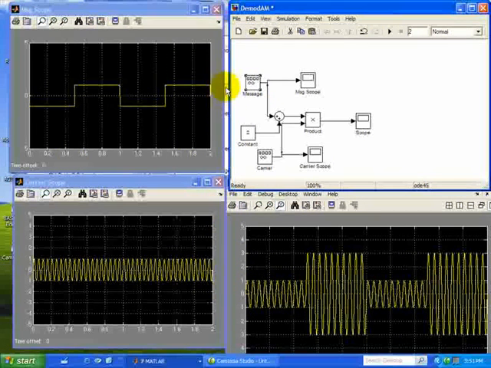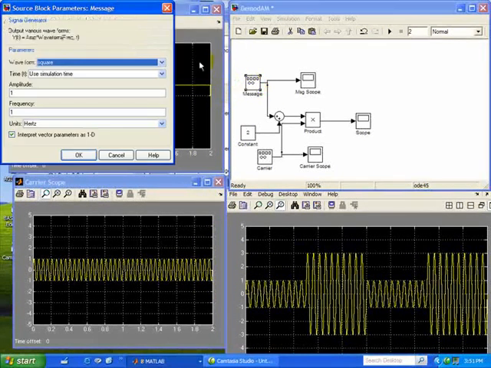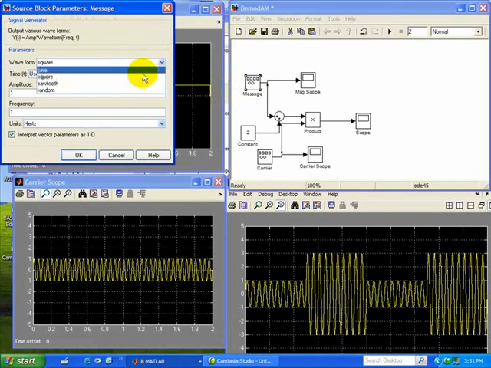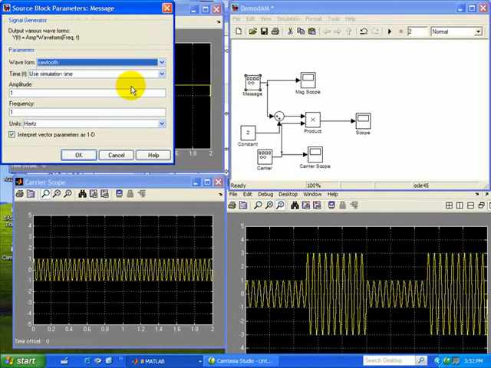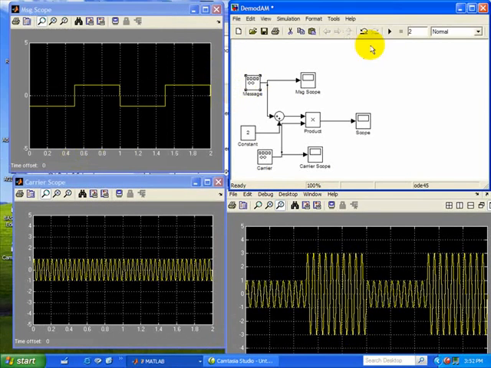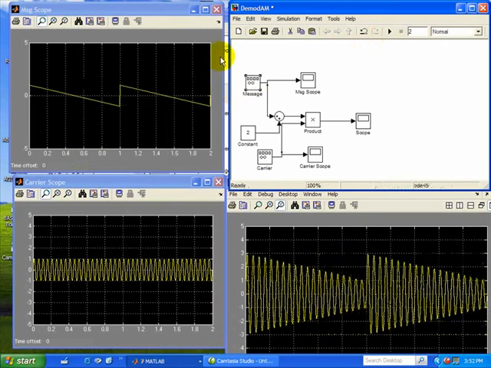Alright, one more change in the function. We'll change it to a sawtooth this time. Okay, run the simulation. This is our sawtooth, the same frequency as in the square wave and the sine wave. Our carrier remains the same, and here we have the envelope again.